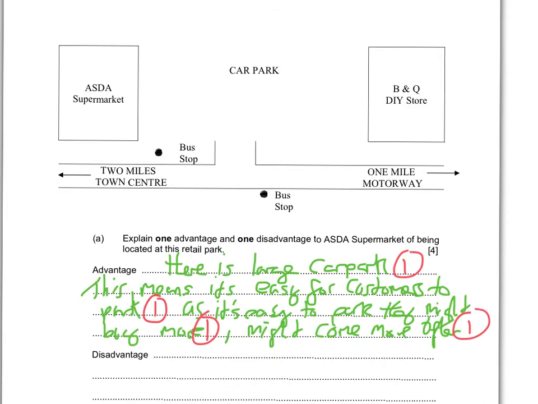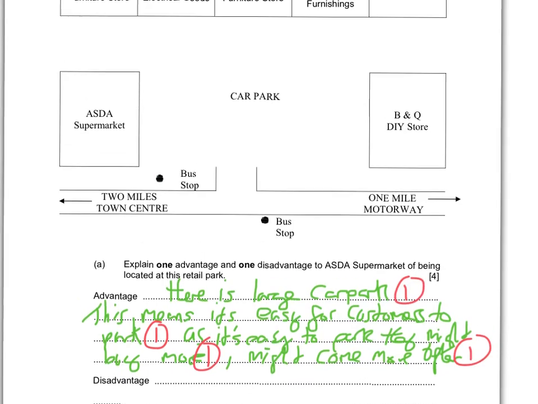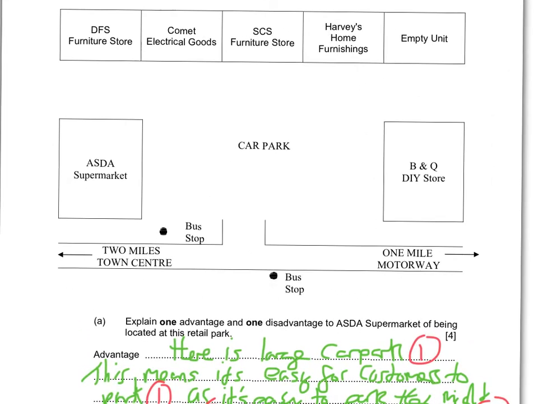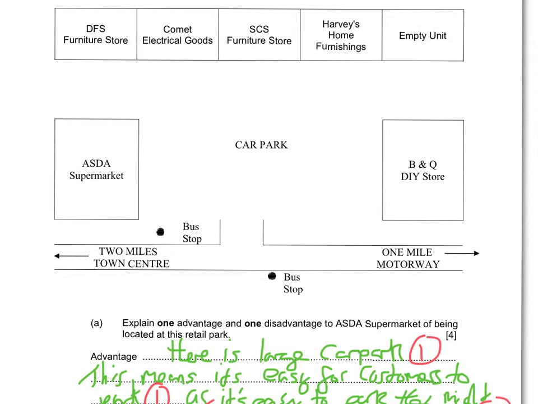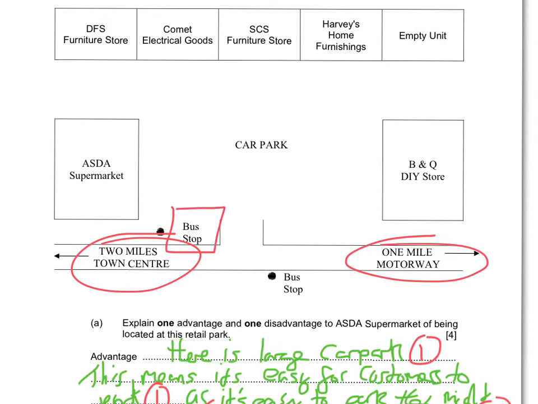Right, there's other ones you can say, obviously. You could have said, another good thing about it being here is there's lots of other shops here, so customers might go to that shop and then go to the Asda supermarket. You could say it's only a mile from the motorway, so lots of people might come there. You could say it's only 2 miles from the town centre, so it's close by. You could say that there's a bus stop nearby, so that means people are more likely to go there. Anything.